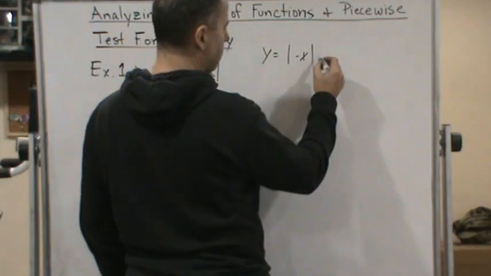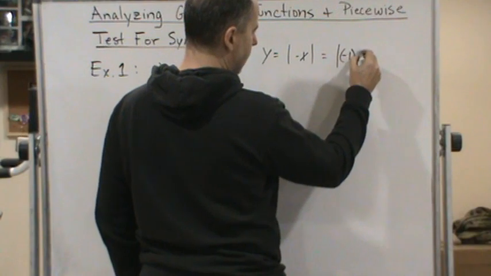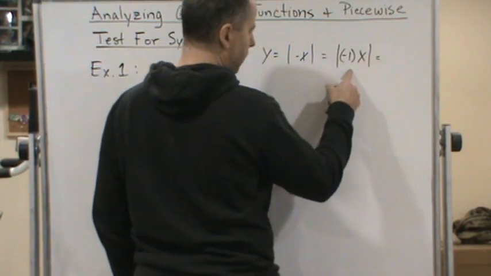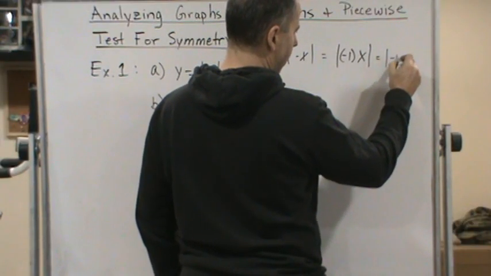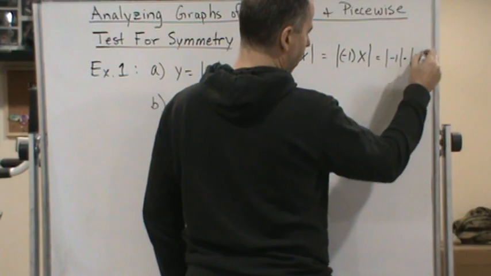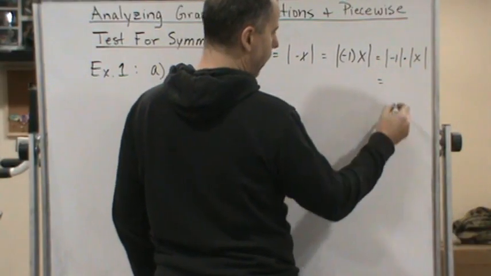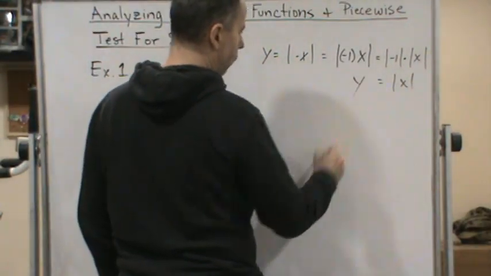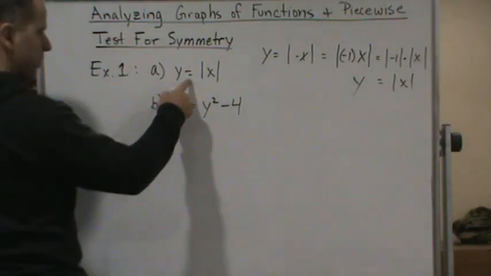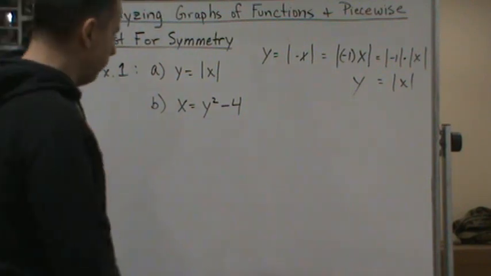And so if we simplify this, this gives us what? y equals the absolute value of -1 times x, which then we can use the properties of absolute value and split up into -1 times the absolute value of x. The absolute value of -1 is 1, right? So that just gives us back x. So we basically get y equals the absolute value of x again, which is what we started with. So this tells us this is symmetric with respect to the y-axis, right?